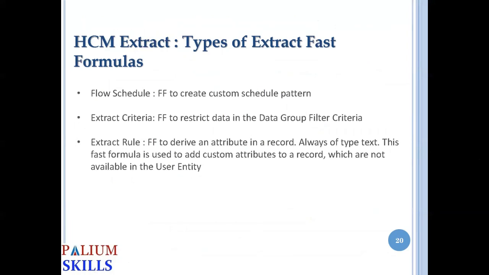You can also have a fast formula to create a custom schedule pattern. You can have a fast formula to restrict data in the data group filter criteria. You can also have a fast formula to derive an attribute in a record. This fast formula is used to add any custom attributes which are not available in the user entity. Or sometimes you might have to get the meaning of a lookup value. For example, gender, you might have M or F, but you want to display male or female, then you need to get the corresponding value using a fast formula.